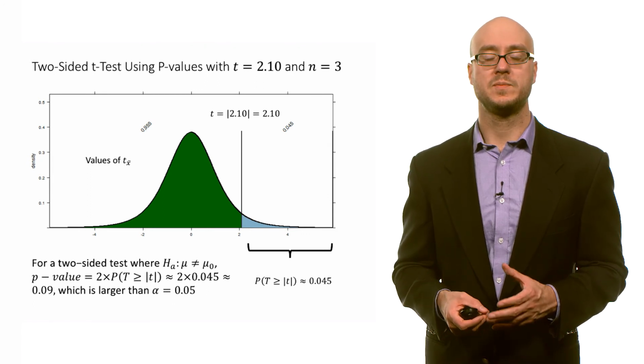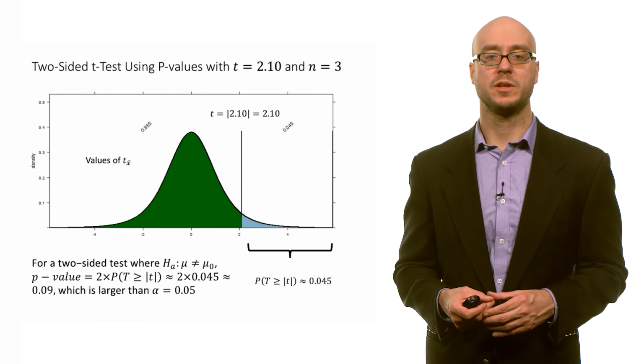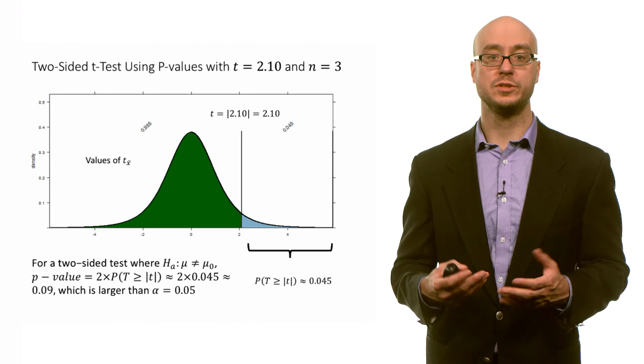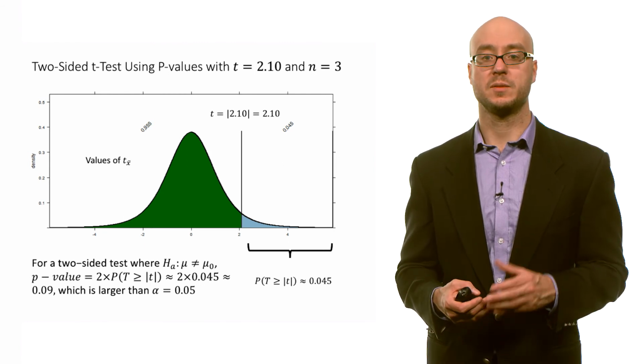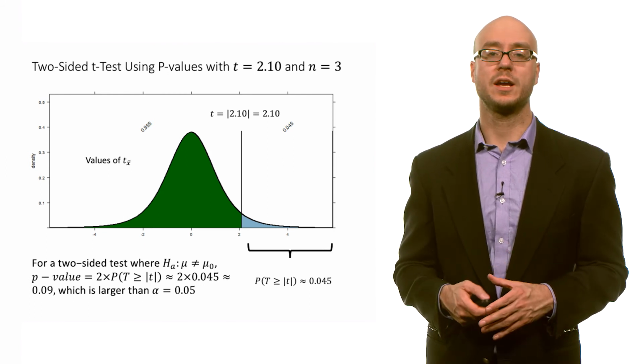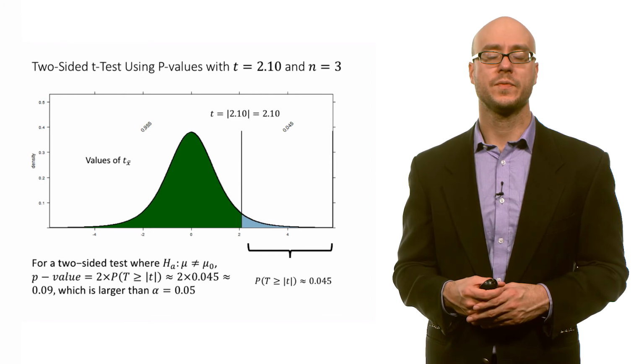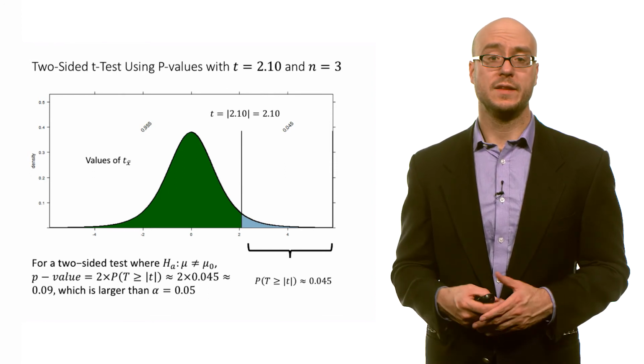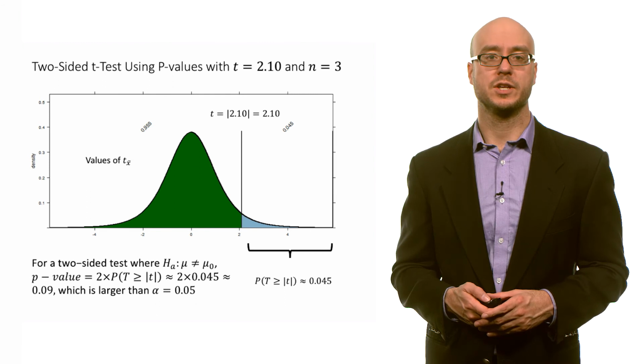So the probability of obtaining a test statistic as or more extreme than the one we obtained under a two-sided test, where the alternative is that the population mean doesn't equal the claimed value of the null, that value is 0.09. That's larger than 0.05, so we fail to reject the null.